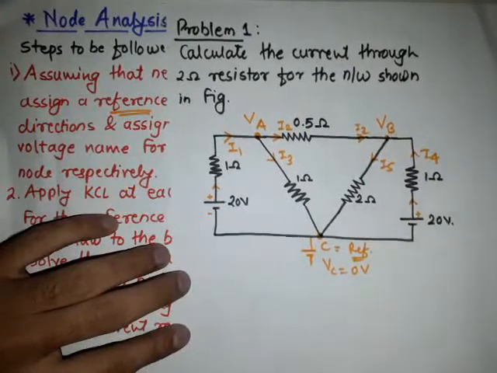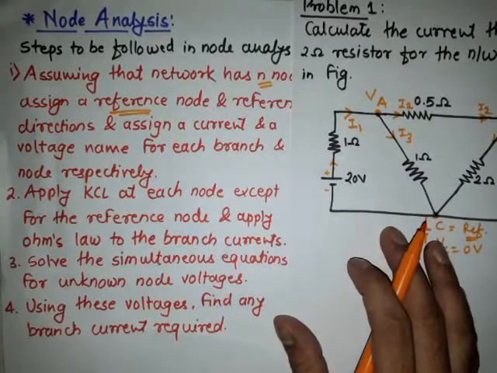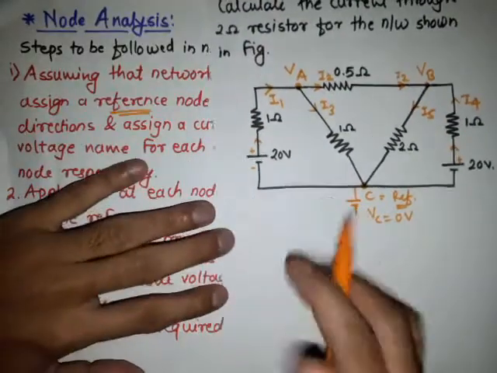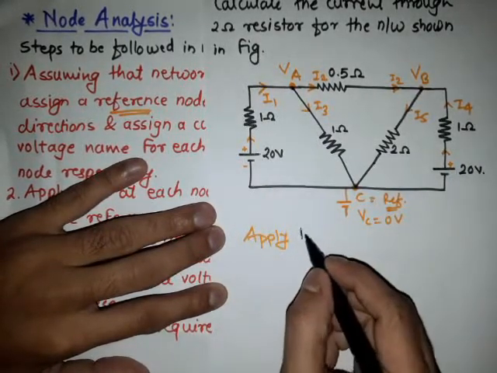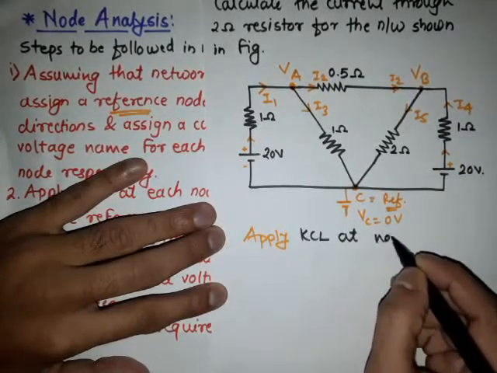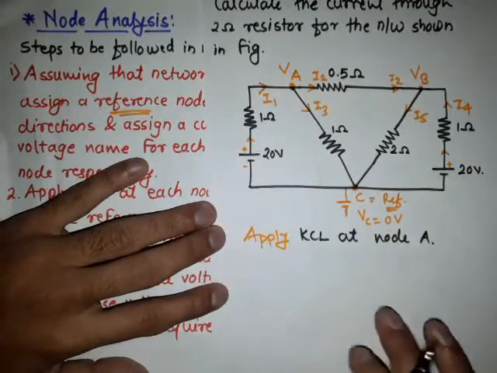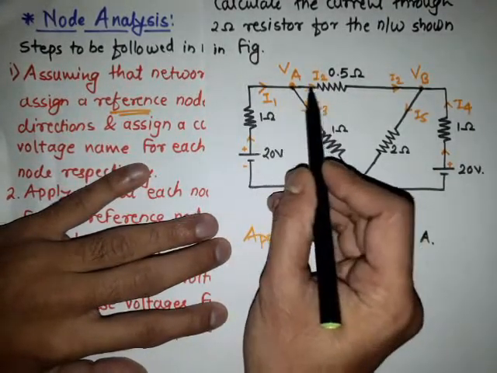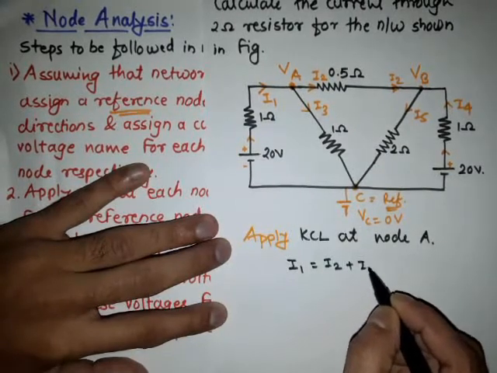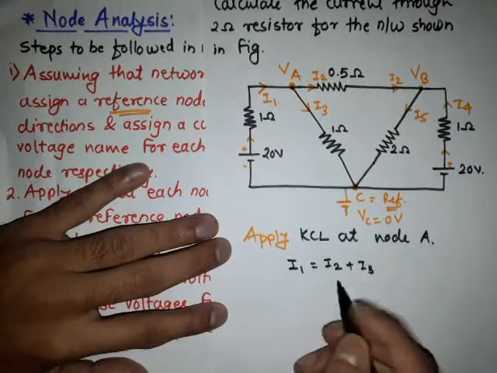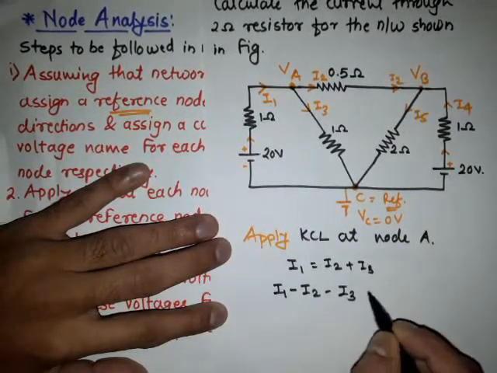So simply we have considered here the different directions of the current, and as the second step, apply KCL at each node. Simply we are applying the KCL at node A. The first step is apply KCL at node A. Simple definition of the KCL is incoming current is equal to outgoing current. In that case, see here the I1 is incoming current, I2 and I3 are outgoing currents. So simply I1 is equal to I2 plus I3, or we can consider like this: I1 minus I2 minus I3 is equal to 0.